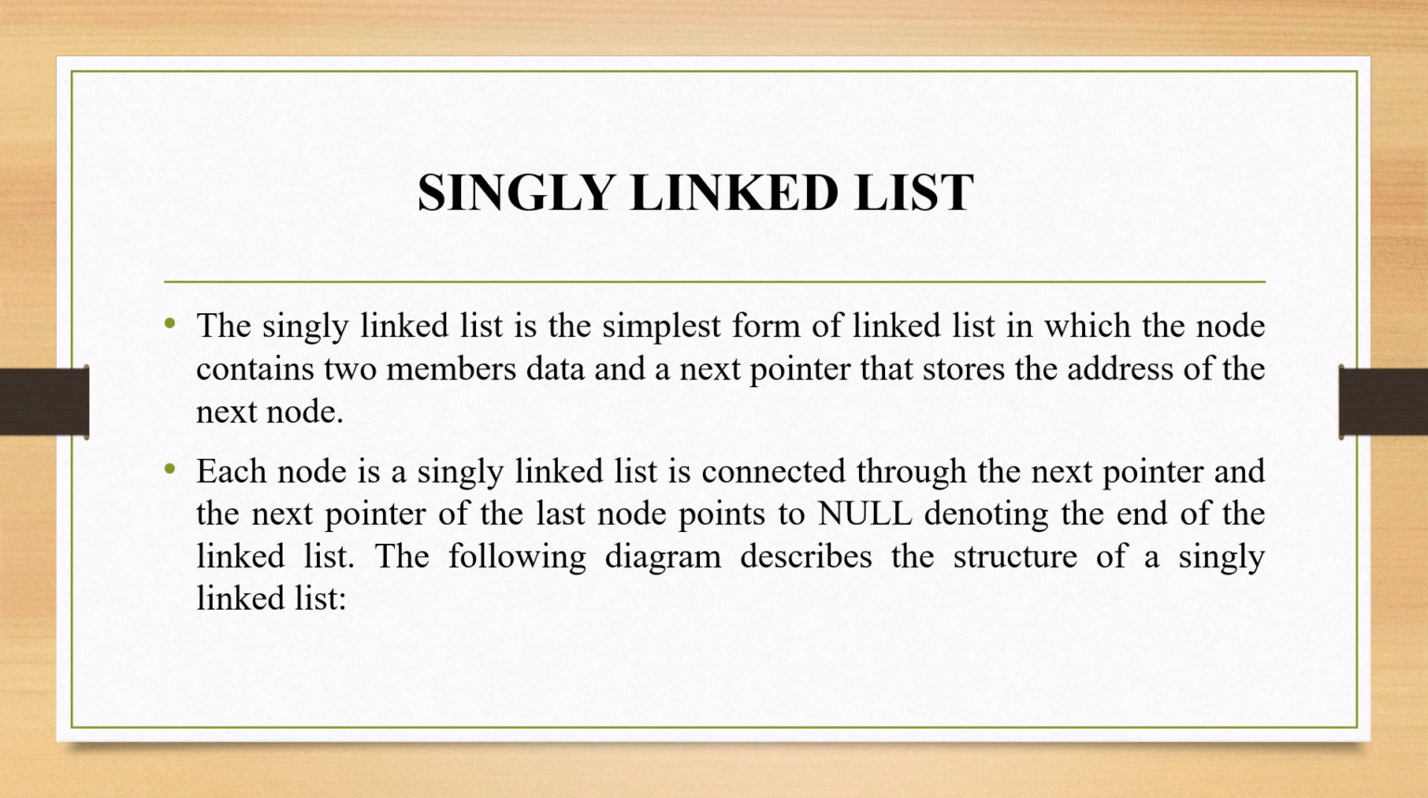Let's see the types of linked list. First one is the singly linked list in C++. The singly linked list is the simplest form of linked list, in which the node contains two members: data and a next pointer that stores the address of the next node. Each node in a singly linked list is connected through the next pointer, and the next pointer of the last node points to null, denoting the end of the linked list. The following diagram describes the structure of a singly linked list.